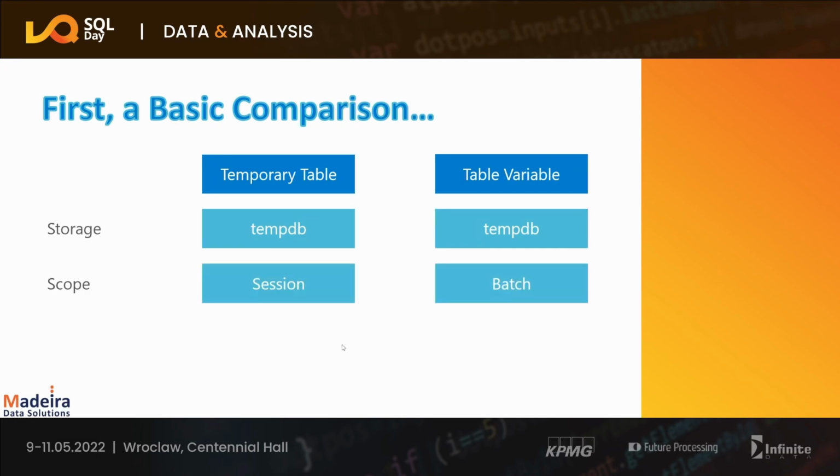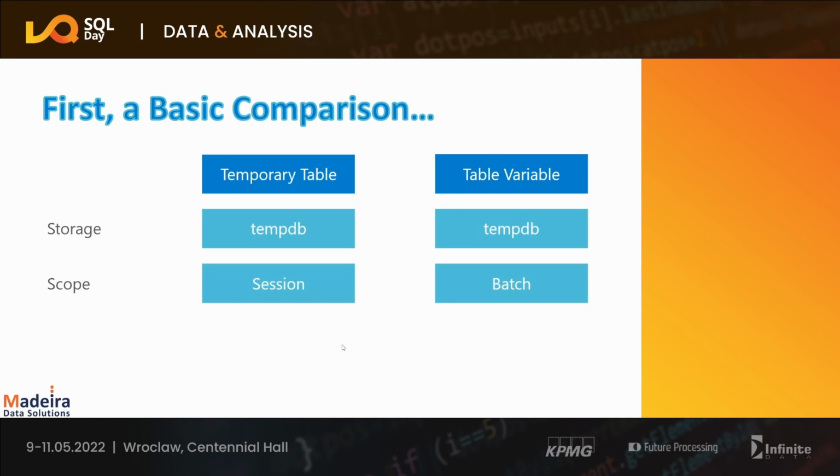But the scope is different. For temporary tables, the scope of the table is the session. As soon as my session is closed, the temporary table goes away. With table variables, as soon as the batch is completed, the table variable goes away. A batch is a set of statements that I send as one unit to SQL Server. One example is a stored procedure. So as soon as the stored procedure is done, no more table variable. If you try to access the table variable outside of the stored procedure, you will get an error that it doesn't exist. With a temporary table, it exists as long as the session exists.